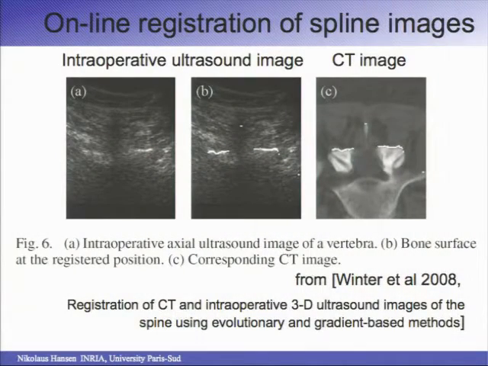So, two more specific examples. This actually doesn't really fall in one of these three categories, but it's a nice example because it's also a nice comparison between different algorithms. What you see here is a CT image of a human body. Here you see the vertebra. Here you see the spinal cord. Here you see the spine of the upper vertebra. So this is the CT image.